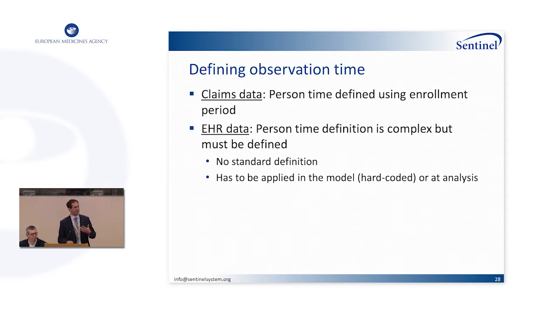So this is just a quick mention of the difference between claims and the EHR. Claims data, person time, for the epidemiologist in the room, it's pretty easy to define. In EHR data, it's much more difficult to define when you start and stop observing someone's time. In an EHR system, you have to come up with some definition, and you either have to hard code it or do it at analysis, to figure out when you don't see something, whether it's really because it didn't happen or it happened somewhere else, which is very difficult to see in an EHR system. So you just have to come up with a way.